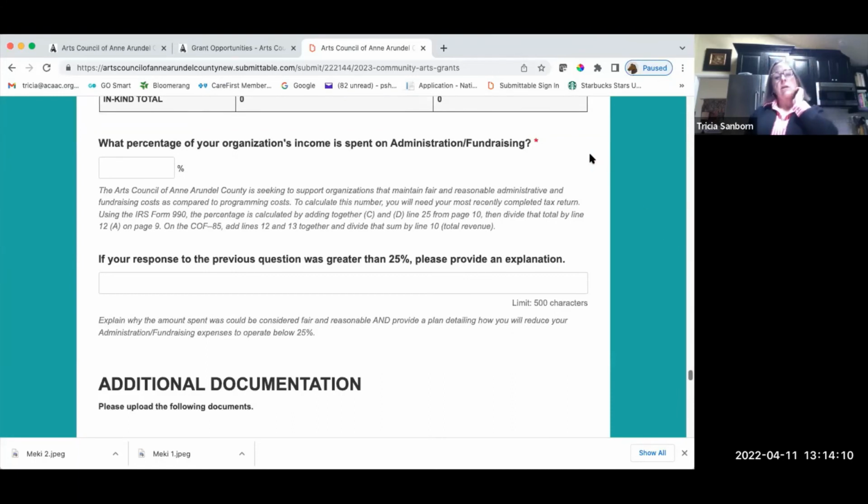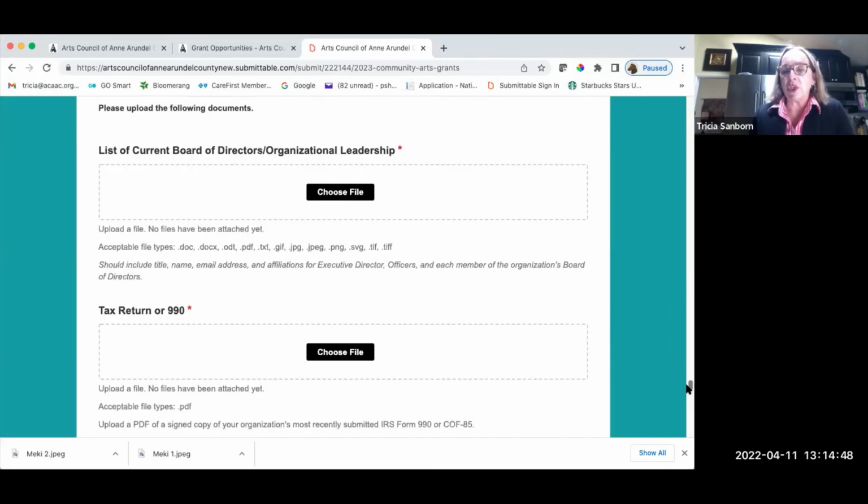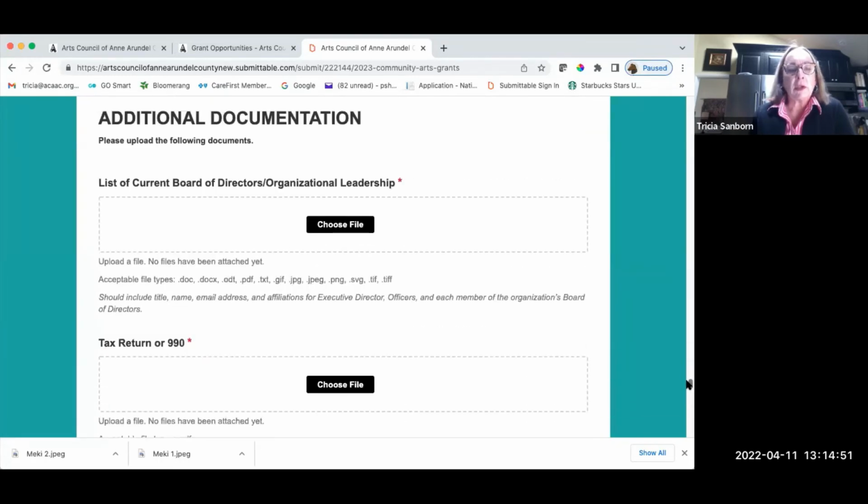Getting down here, we're going to look at the percentage of your organization's income that is spent on administration and fundraising. This is taken directly out of the Maryland nonprofit qualification. So if you have any questions, just read this thoroughly. You can take it off your 990 or your COF 85. You shouldn't have a problem with that. There are organizations down here that are going to be over 25% just because of the nature of their mission. As long as you explain it thoroughly, we just need an understanding of it.